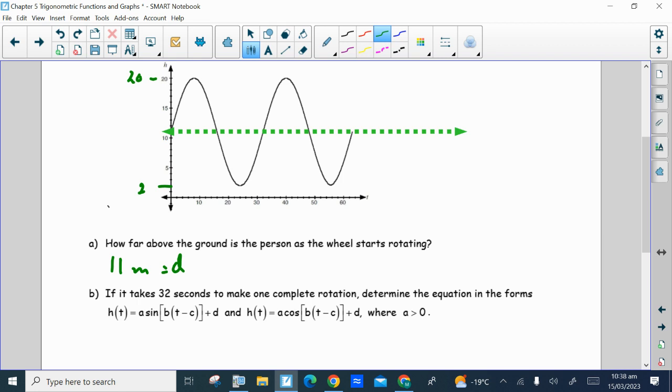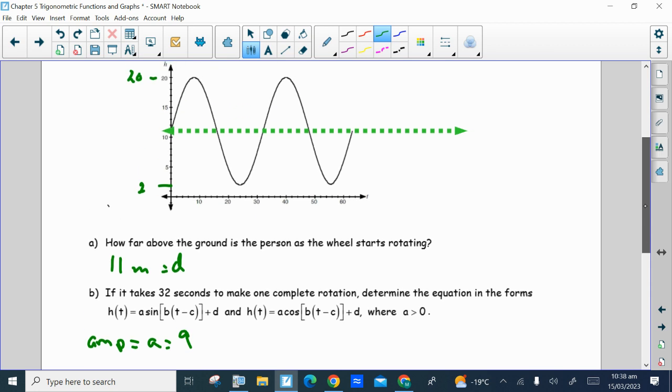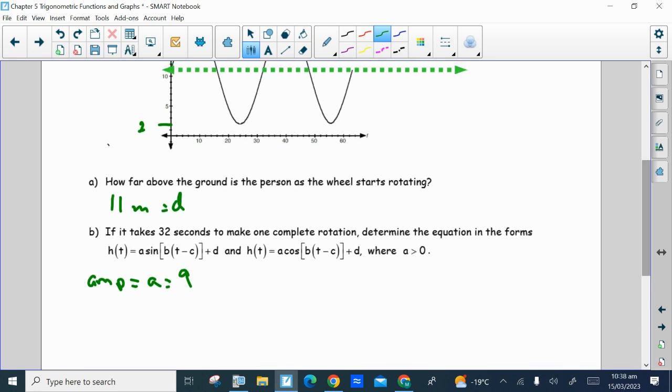So Chase, what's our amplitude? 9. That's the distance from the middle up to the max or the middle down to the low. So our amplitude, which is our A value, is 9. All right. How do we find our B value? Tyson? How do we determine what B is?